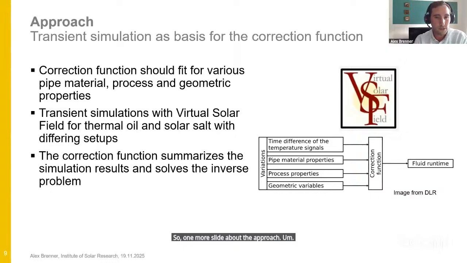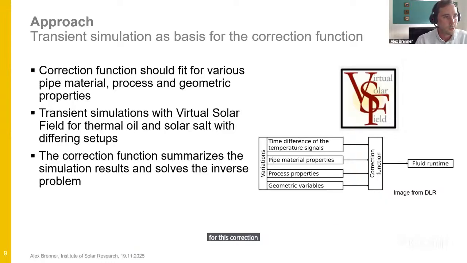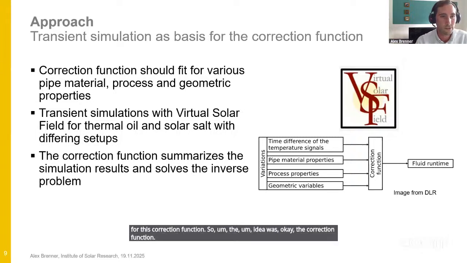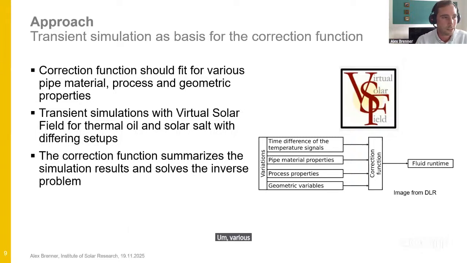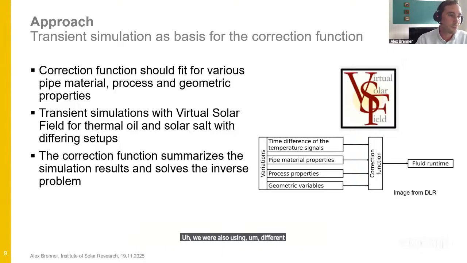Because our way to solve this challenge of the thermal interaction with the pipe was using transient simulations as a basis for this correction function. So the idea was, okay, the correction function should fit for various pipe materials, for various processes and geometric properties. We did transient simulations, and we were varying all these parameters. We were also using different heat transfer fluids, thermal oil and solar salt.